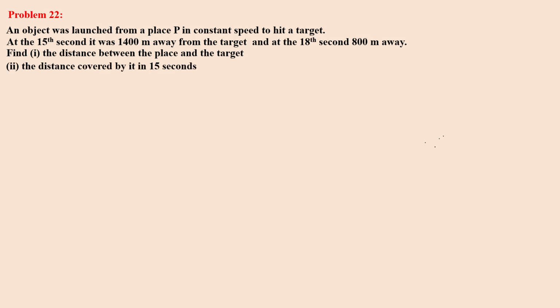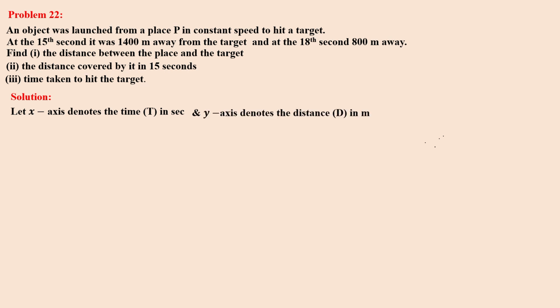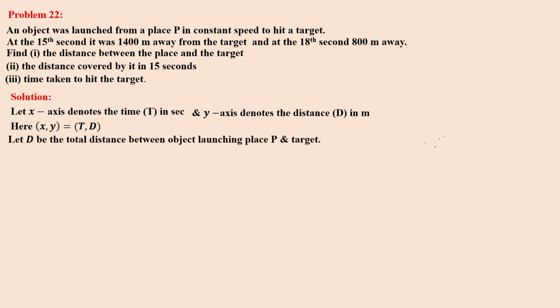Second, the distance covered by it in 15 seconds. Third, the time taken to hit the target. So let the x-axis denote the time t in seconds and the y-axis denote the distance d in meters. So here (x, y) is (t, D). Capital D is the total distance between the launching place P and the target.